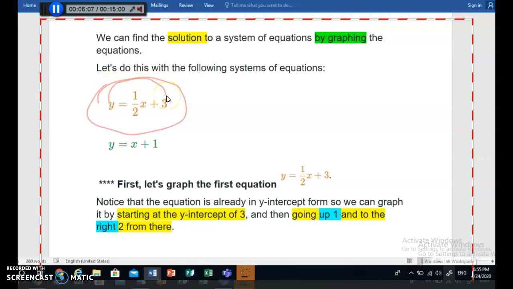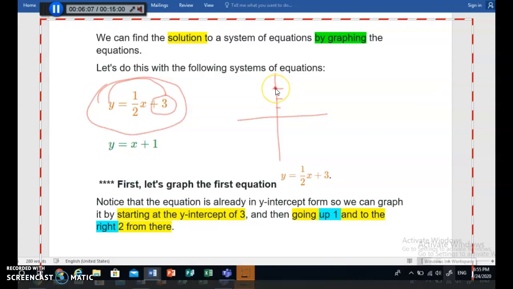Y-intercept, beginning and the end. Okay, so this is our y-intercept. The y-intercept will be located on the y-axis, which is 1, 2, 3, right here. We'll put a dot right here.